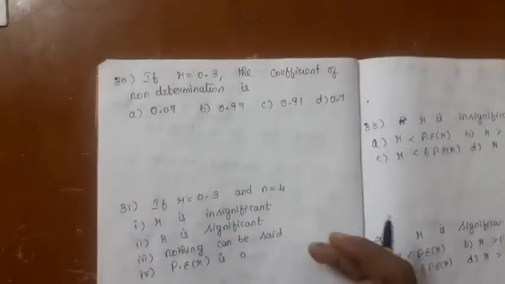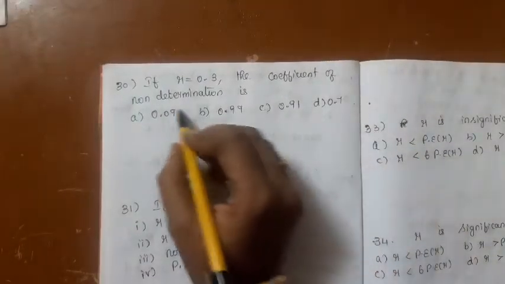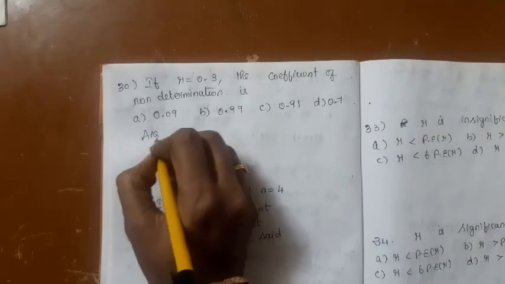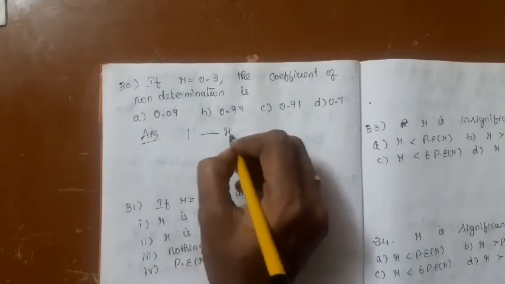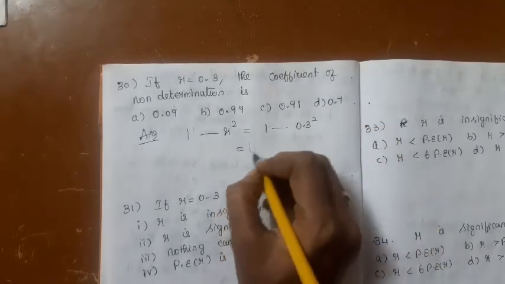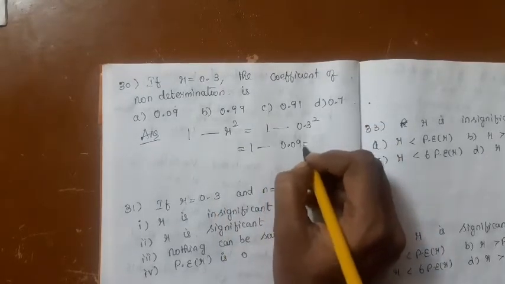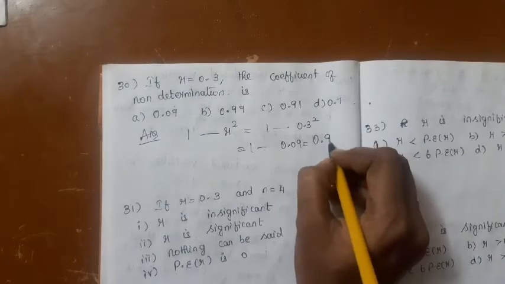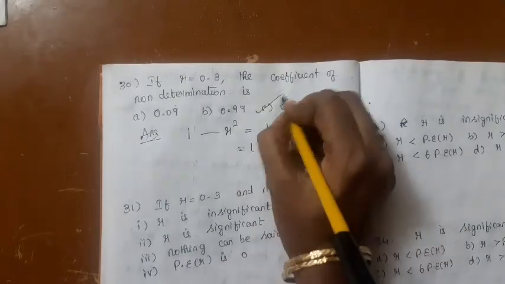Next question. If R is equal to 0.3, the coefficient of non-determination. The coefficient of non-determination is 1 minus R square. Okay. So 1 minus 0.09, it is 0.91. Okay. Our answer is option C.